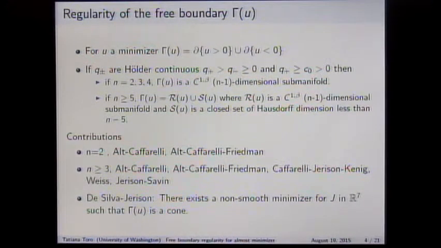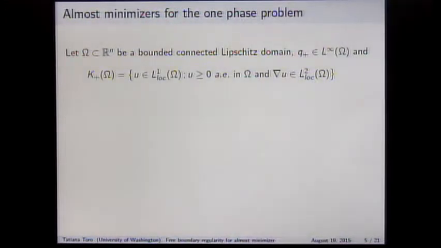Okay, so this is everything that's known for the minimizing problem, and now I want to talk about the almost minimizers. So let me first introduce the almost minimizers, and then I will do another analogy with geometric measure theory. Okay, so I need to first tell you who my class of functions are.